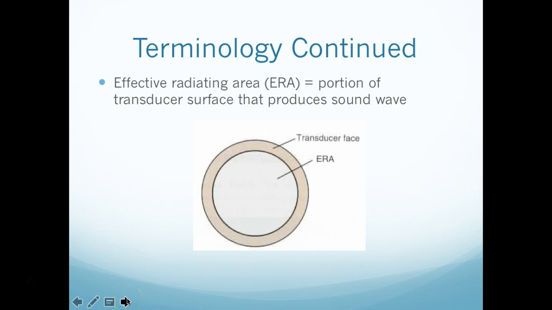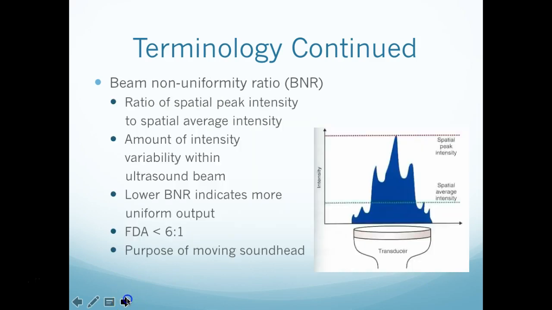And so those are how you use your clinical judgment to decide which one you would like to use. Along with that comes the BNR, which is the beam non-uniformity ratio. You can see it looks like your hand, little fingers. Basically, you can see that the heat doesn't distribute evenly. It has little areas of peaks and balances.